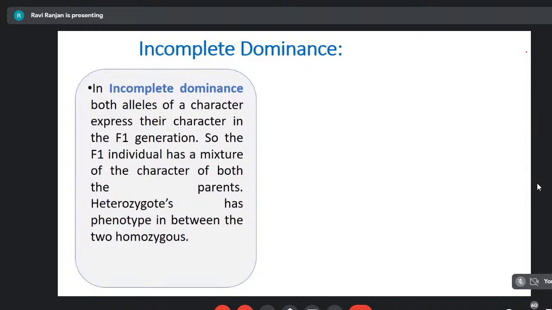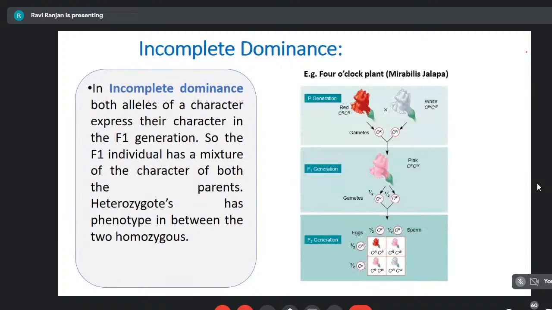Another type of allelic gene interaction is incomplete dominance. It is seen in the flower color of Mirabilis jalapa, which is also known as the 4 o'clock plant. So here, when you cross a red flower color plant with a white flower color plant, in the F1 generation you get a hybrid. That is, it will have 1 allele from the red flower color and 1 allele from the white flower color.